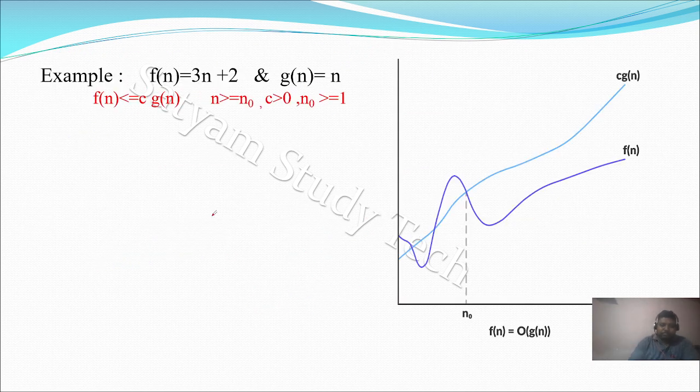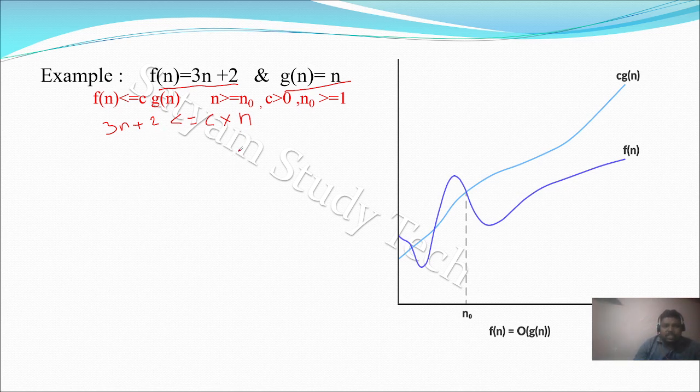Now we can see an example. For example, consider the two functions f of n equal to 3n plus 2 and g of n equal to n. Now we can see f of n less than or equal to c into g of n, is it satisfied or not? You can check it. Here f of n is 3n plus 2 less than or equal to some constant c into g of n, which is n. Now we can see 3n plus 2 less than or equal to c into n.